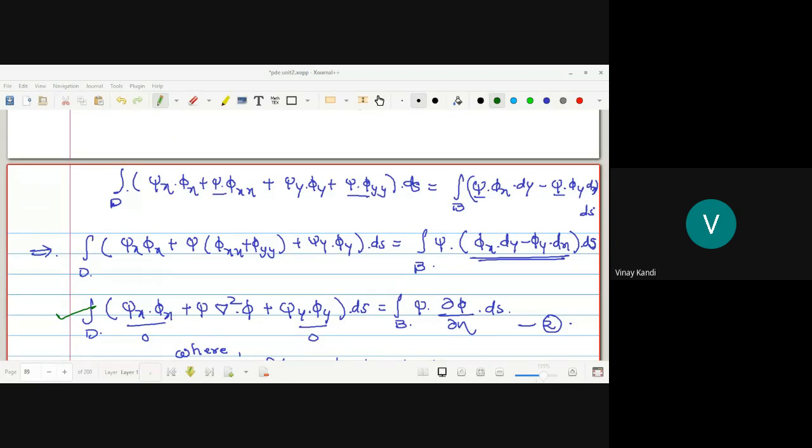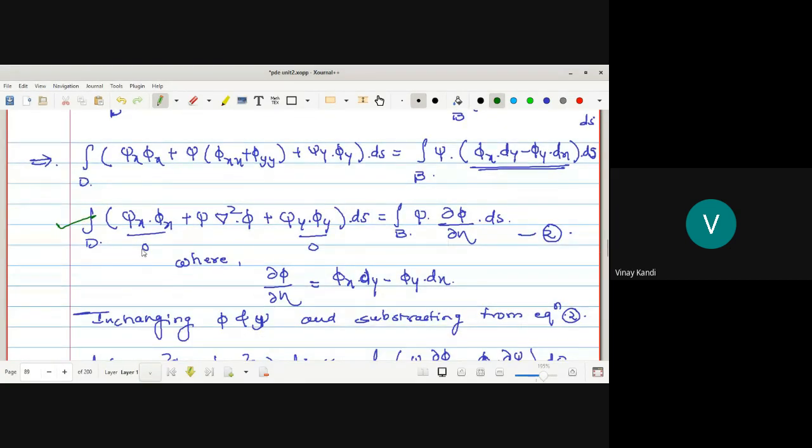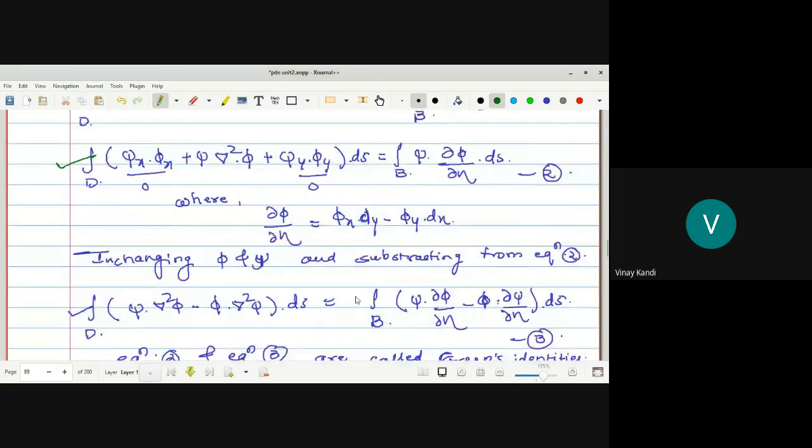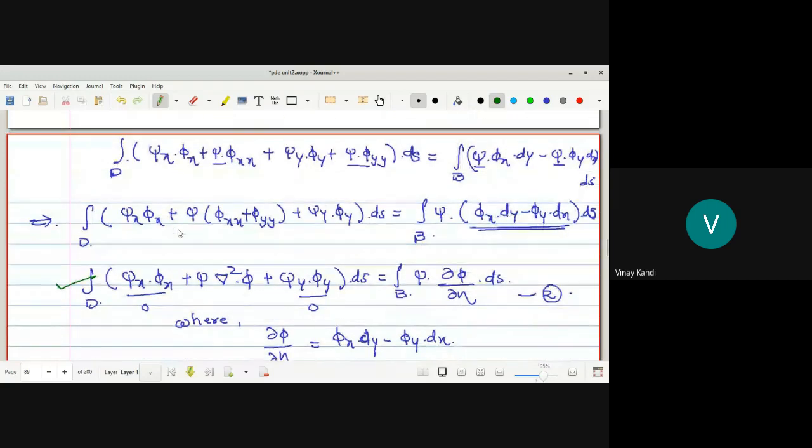Okay. So use the Green's identity. Equation number 2. Okay, that is this one. Okay, so write down.